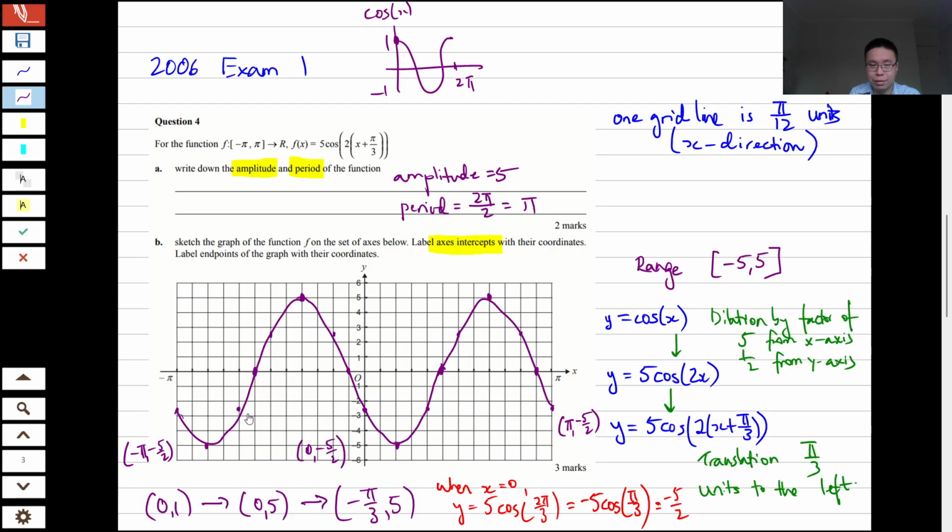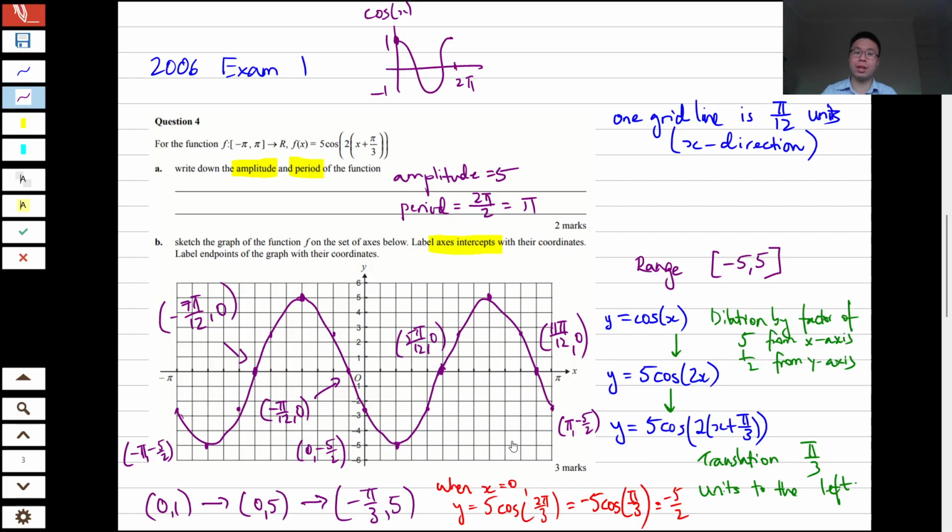I think that's good enough. It'll do. It's not perfect, but that's the nature of doing this on a tablet. So I'll quickly label the intercepts. One grid line is pi on 12, so that's a negative pi on 12, and this is negative 7 pi on 12. And this is 5 pi on 12. And this is 11 pi on 12.